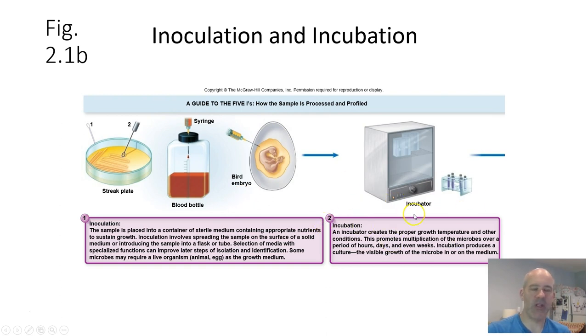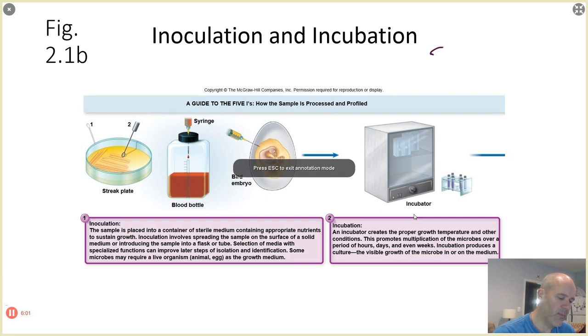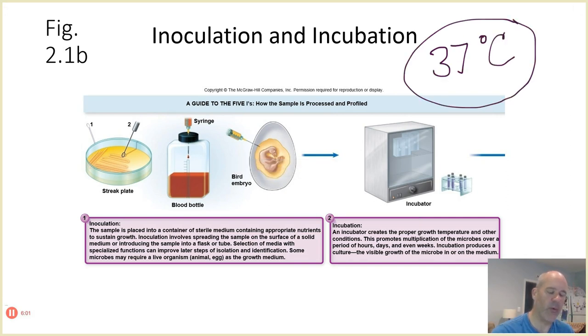All right, again, incubation is you're putting cultures in an environment with the proper temperature to allow them to grow. A lot of times, the incubator temperature is going to be 37 degrees Celsius when we're trying to grow microorganisms that infect humans and cause disease in humans. 37 degrees Celsius is about 98.6 Fahrenheit.